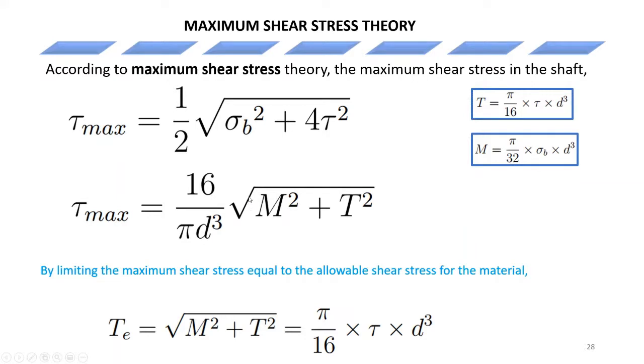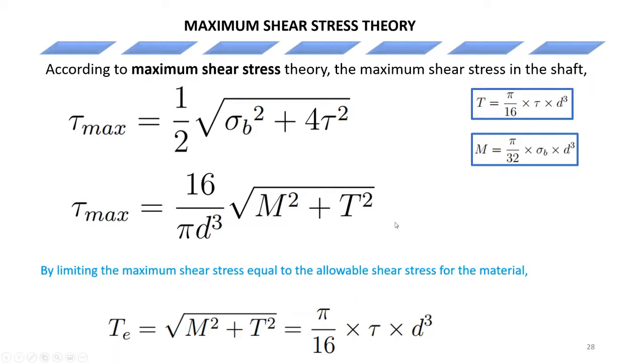So what we've mainly done here is to limit the maximum shear stress to be equal to the allowable shear stress in the material. So we say that this now becomes the tau, which is the allowable shear stress. So if we make the equivalent twisting moment the subject of this equation, we are going to have the equivalent twisting moment equal to pi d cube times that, and then divided by 16, as we have over here.